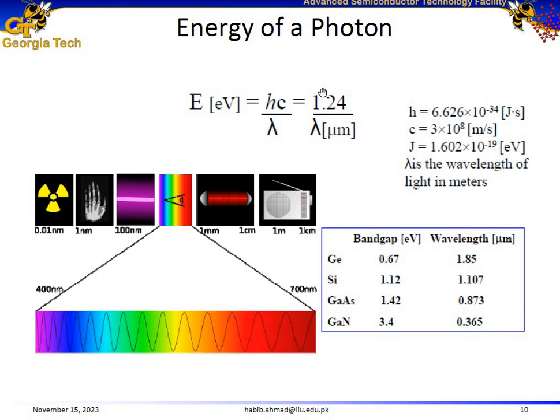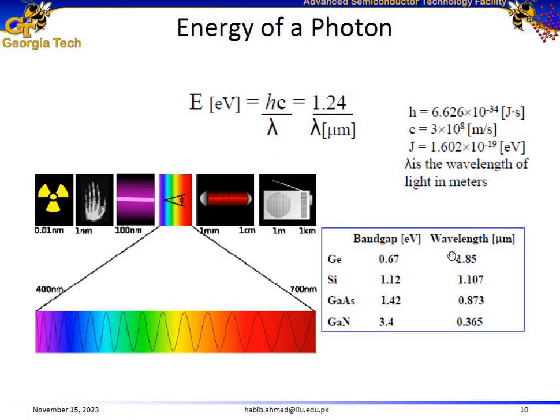Here is a simple formula for calculating the energy of a photon. E is equal to hc divided by lambda, where h is the Planck's constant, c is the speed of light, which is equal to 1.24 divided by lambda in micrometers, or in nanometers you can say 1240 divided by lambda in nanometers. So, for example, if the wavelength of light is 400 nanometers, just enter its value and it's going to give you the corresponding energy of the photon.